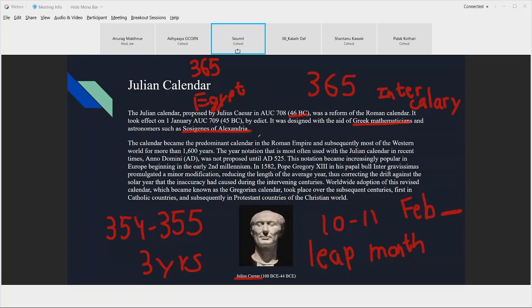I don't know what's happening with the annotations. I'm sorry for the annotations.